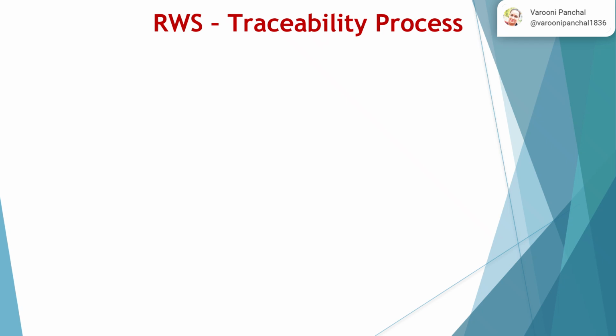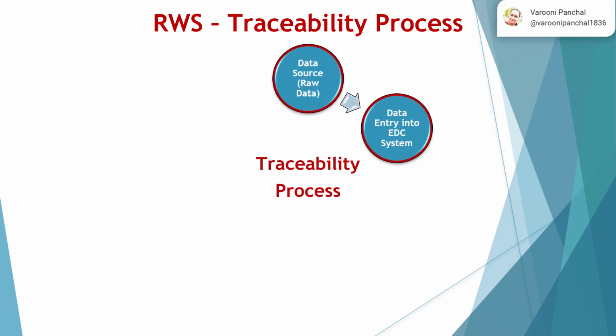Traceability process. First, data source, raw data. Tumor size measurements are collected during CT scans and documented in the patient's medical record or source documents. Lab results, e.g., biomarker levels, are collected and stored in electronic lab systems, LIMS. Second, data entry into EDC system. Clinical site staff enter these raw data into the EDC, e.g., Medidata Rave, after verifying from source documents. Example, tumor size at baseline is recorded as 20 millimeters.